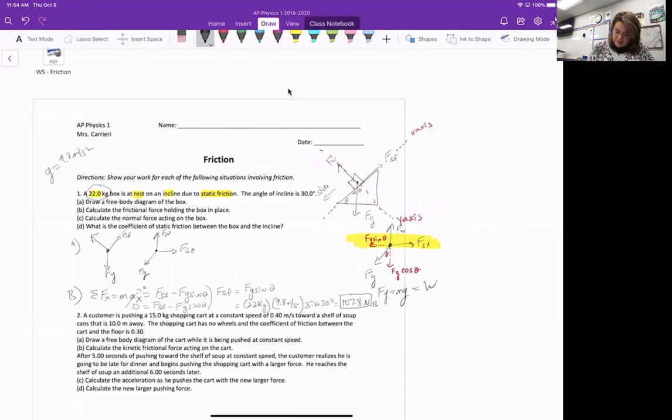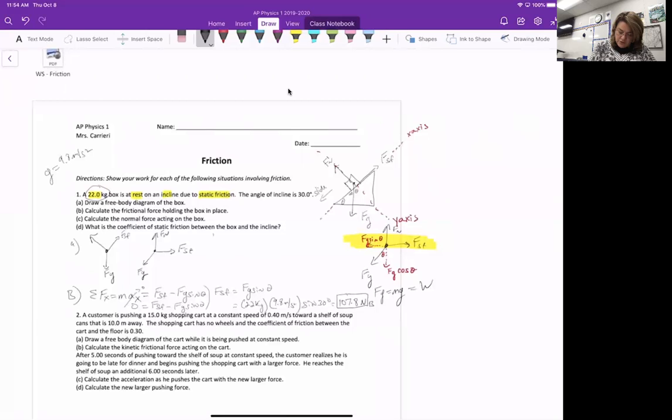Calculate the normal force acting on the box. Well, now, if I want the normal force, it's in my y direction, correct? So let's go over here and look at this. I'm going to sum these forces in the y direction. And it's not accelerating in the y direction because it's sitting there. So forces in the y is equal to mass times acceleration in the y, and this is 0, which is equal to force normal points up minus Fg cosine theta, because I subtracted it because it's pointing down. So force normal is equal to Fg cosine theta.